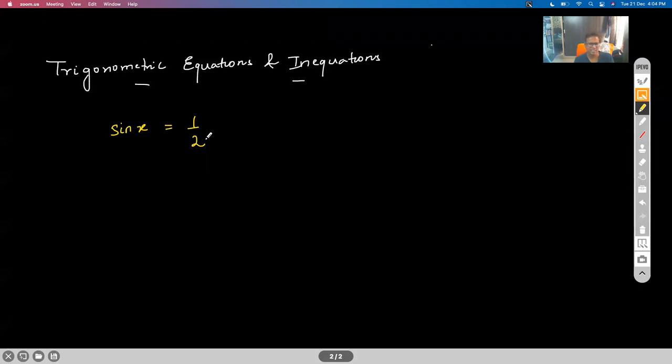By the way, are there just one or two values, or are there many values? What do you think? Let's answer that question first. Are there one or two values, or could there be many values? There are many values, right? Why do you think this equation will have many values?